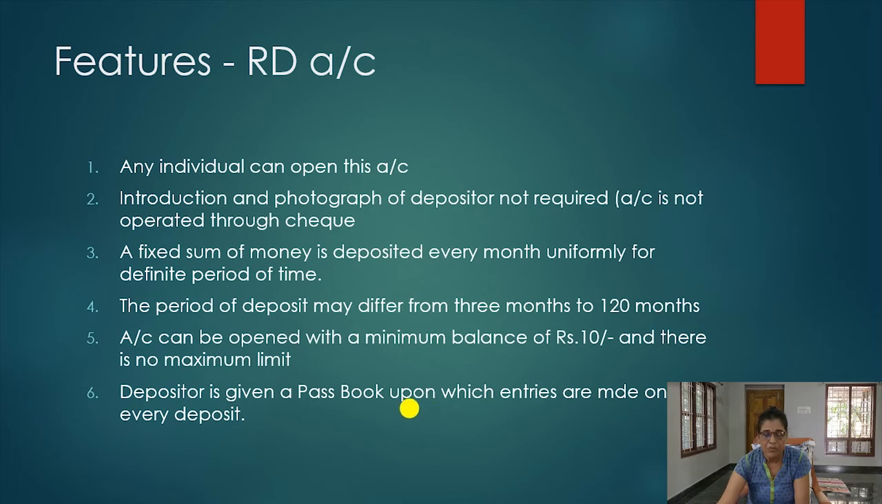A fixed sum of money is deposited every month uniformly for a definite period of time. Say, I have given an example. For example, 500 rupees you are depositing every month. Today is April 17th, and for 1 year you are depositing the amount. That means up to next April 17th you have to deposit the same amount. 500 means 500 every month.